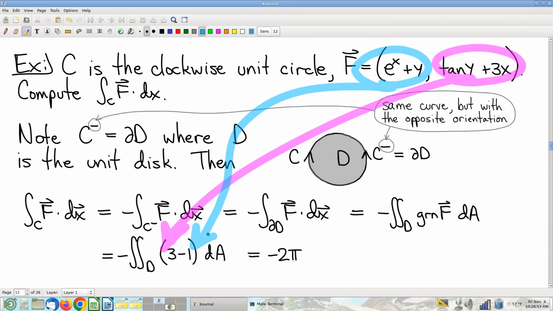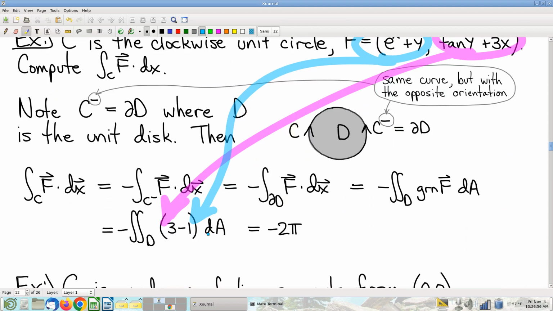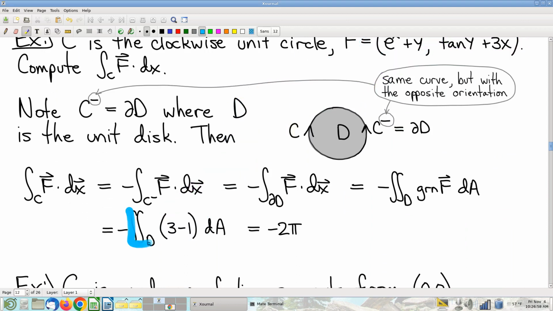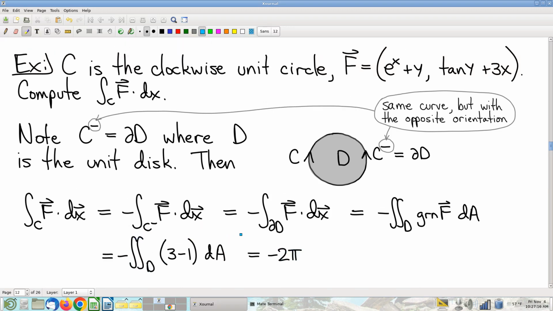Those partials happen to be easy, and so we get a really easy double integral. This is the double integral of 2 over the unit disk, and that computes very conveniently to 2 pi. Sorry, the area is pi and the integrand is 2. So there you go, negative 2 pi. Okay, how are we doing? Everybody comfortable with this example?